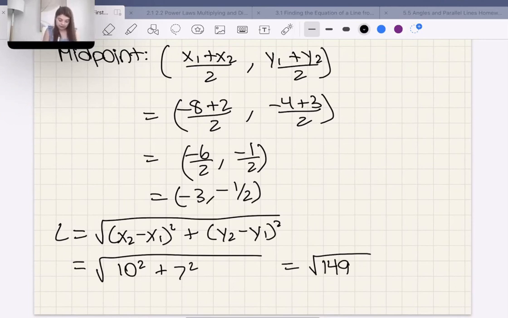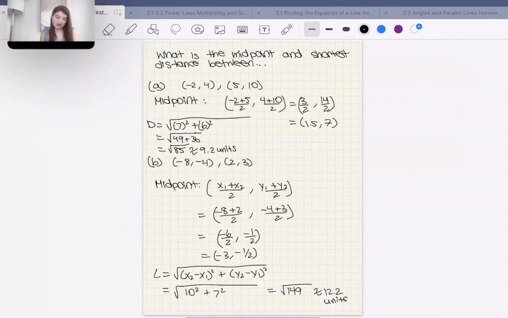Now, 49 is a nice square, but I don't think that 149 is going to give us the same courtesy. So we'll approximate, and that's going to be about 12.2 units. And there we have it.